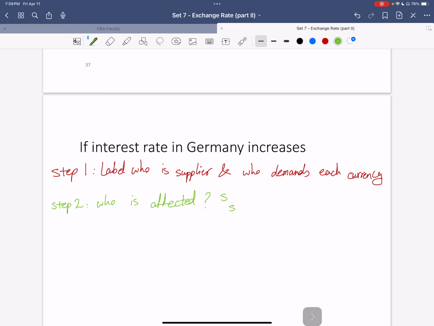This time, we're looking at two markets at the same time. We are looking at supply of dollars, supply of euro, demand for dollar, or demand for euro. We need to just check which of these are changing.